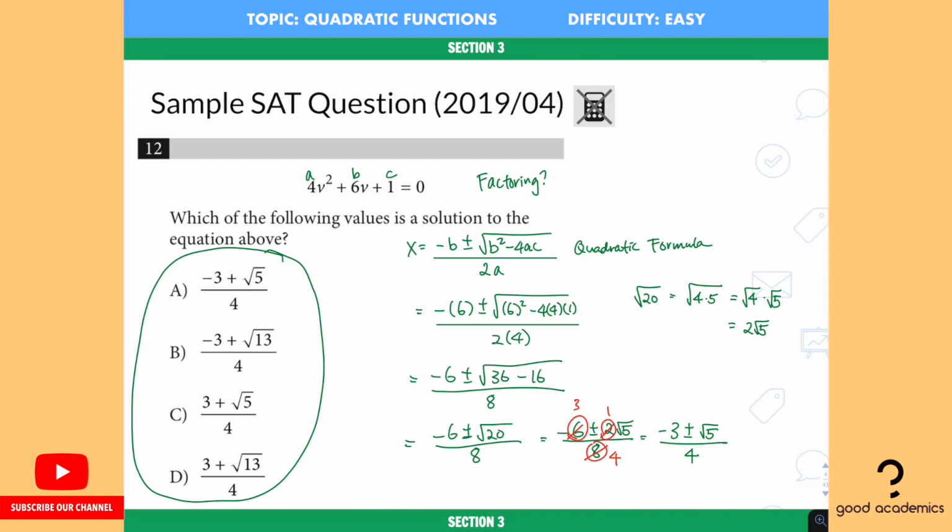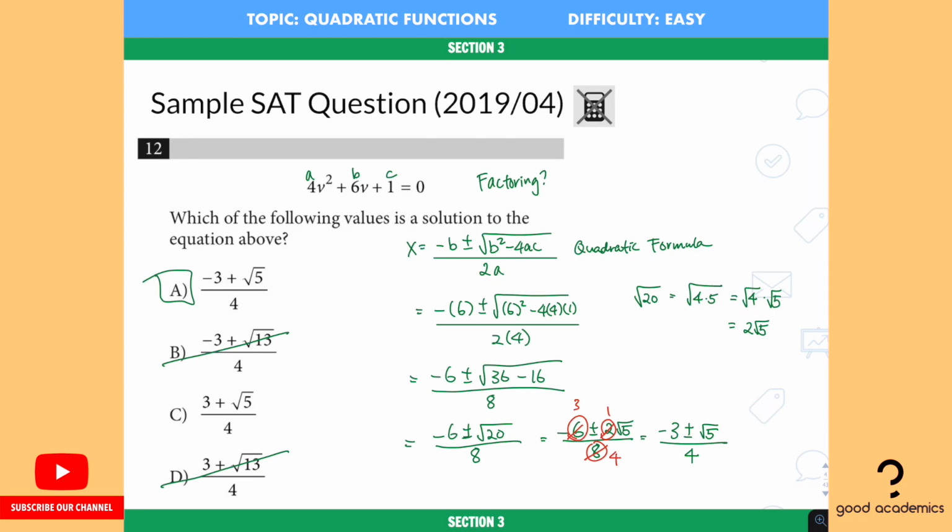If you look at the answer choices, let's look at the ones with the root 5. Let's cross out these two because that cannot be true. And then there's a negative in front of the 3. Therefore, A is the correct answer.